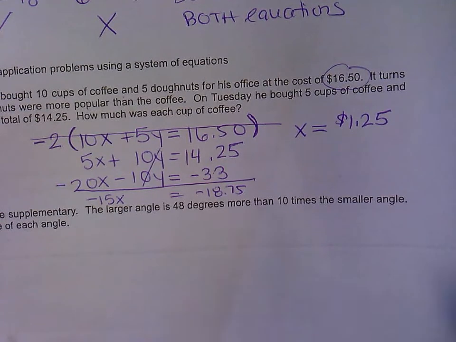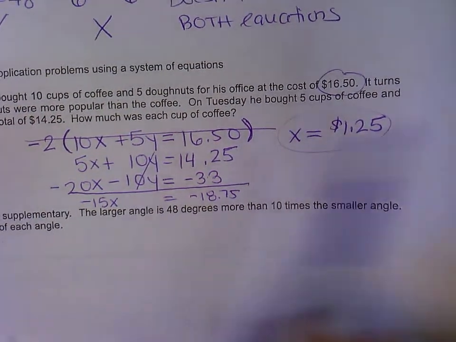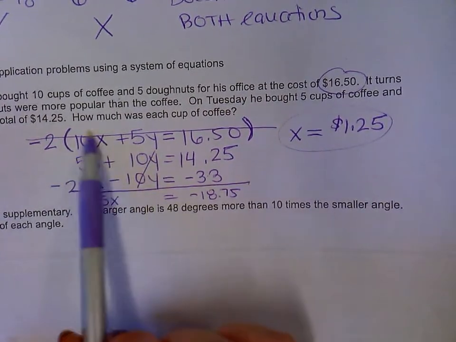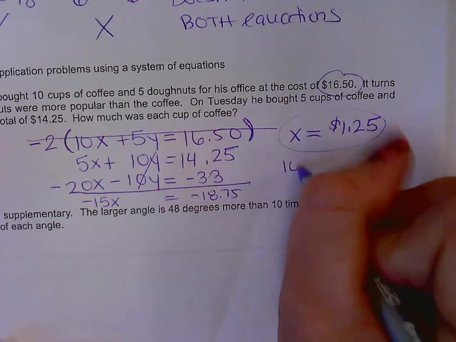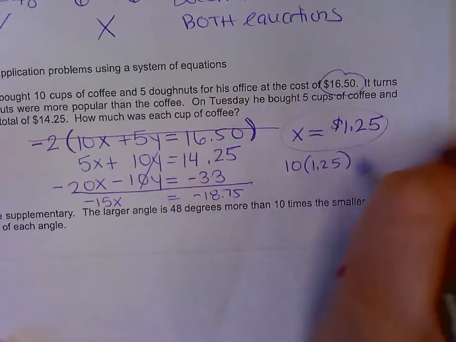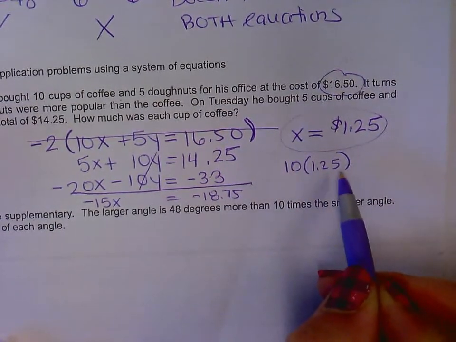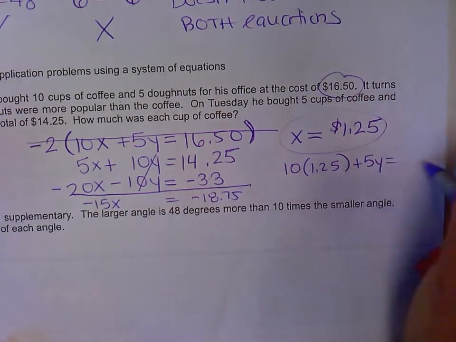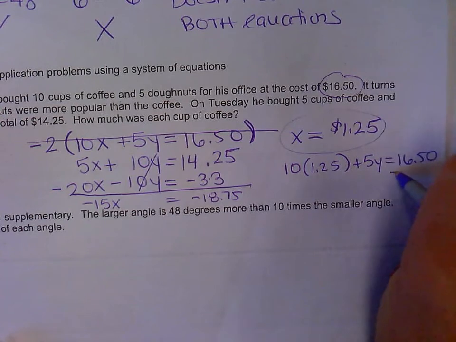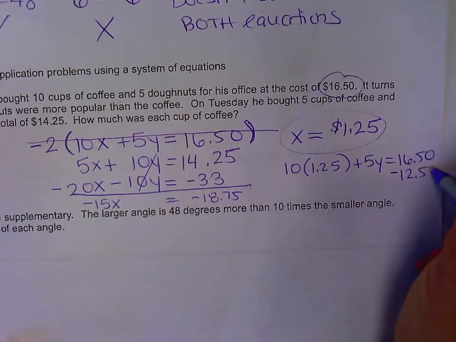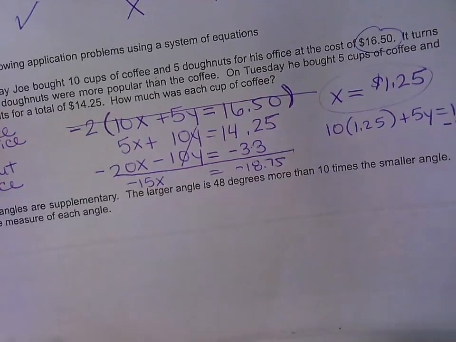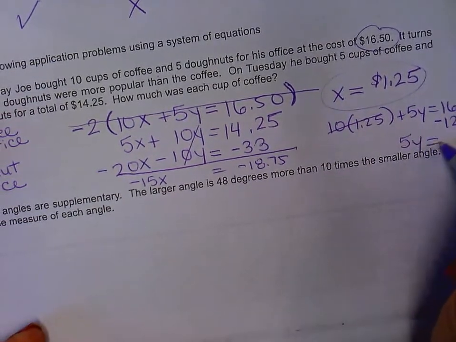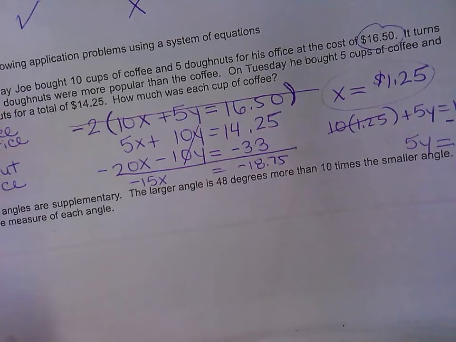So now I'm going to take my $1.25 and plug it back into one of the equations. So for example, on Monday, I bought 10 cups of coffee. So 10 times that $1.25 is basically going to get subtracted from my total, right? 5 donuts, $16.50. So I'm going to subtract that. Wouldn't that be $12.50? 10 times $1.25. So 5y, see if you can finish it. What would one donut cost?